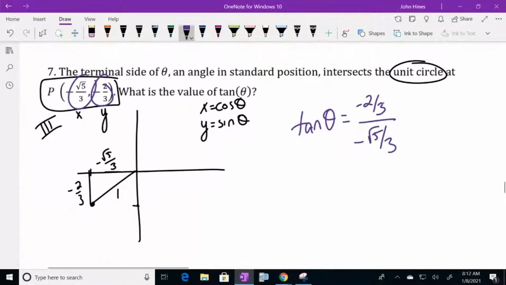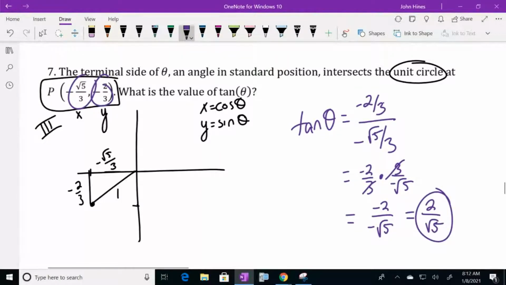Well, how do I deal with a fraction divided by a fraction? Keep, change, flip. Keep the top, multiply it by the reciprocal. Those 3's divide out, and I'm left with -2 over -5. Well, 2 negatives divide to a positive, 2/5. So again, sine over cosine, opposite over adjacent, and in the unit circle, it's sine over cosine. So I just found sine over cosine and then did some 7th grade work with fractions.